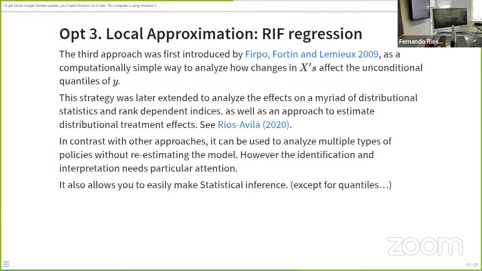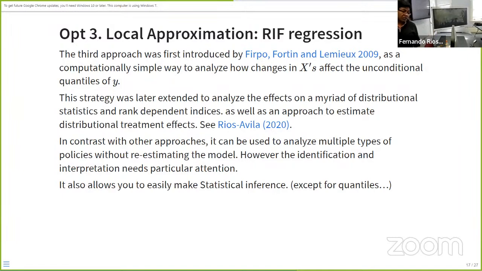This strategy, as presented by Firpo, Fortin, and Lemieux, concentrated mostly on the estimation of unconditional impacts on the unconditional quantile. So you read the paper named Unconditional Quantile Regressions, which focuses mostly on trying to figure out how to identify these relationships, how the unconditional quantile will change when the characteristics of the individuals change.